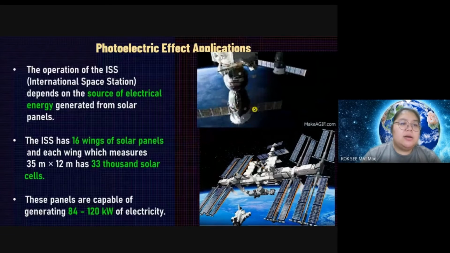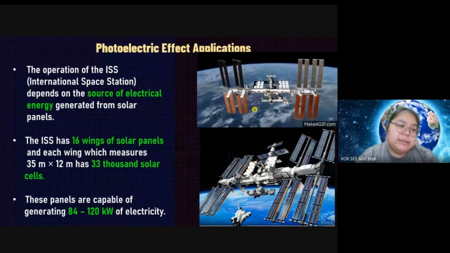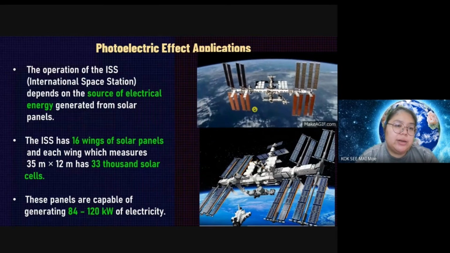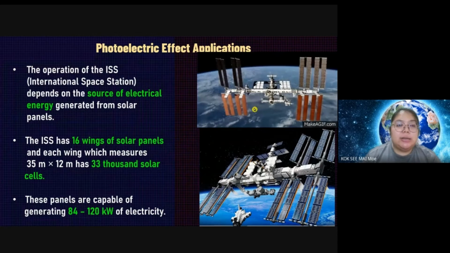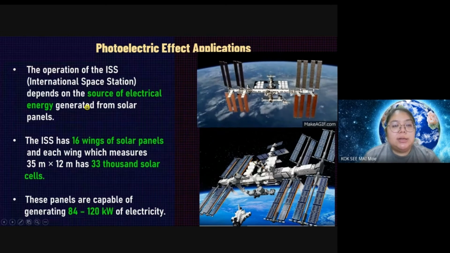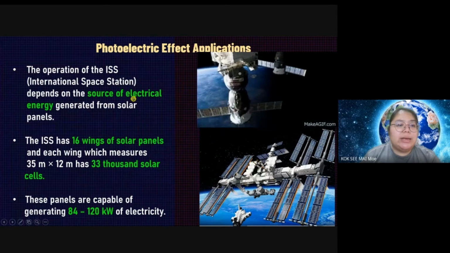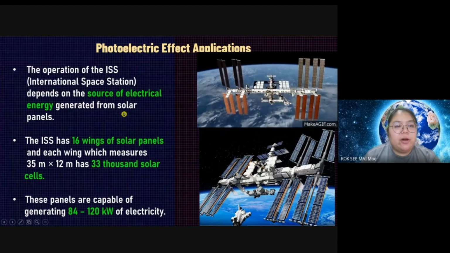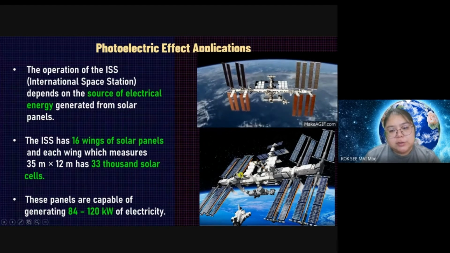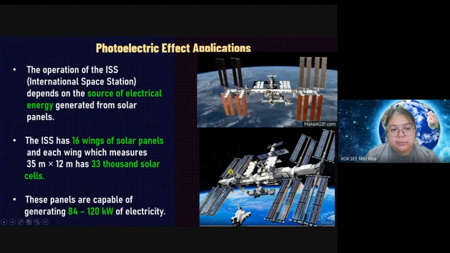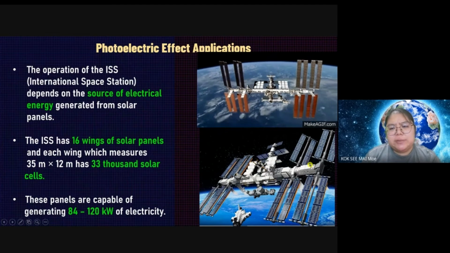There is the ISS. Okay, the operation of the ISS, the International Space Station, depends on the source of electrical energy generated from the solar panels. You can see the solar panels together with the International Space Station.